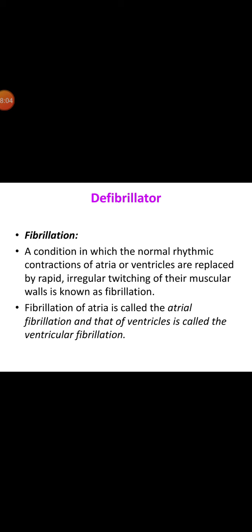Next, what we are going to see here is the defibrillator. Before going into defibrillator, let us now look into what we mean by fibrillation. A condition in which normal rhythmic contractions of atria or ventricles are replaced by rapid irregular twitching of their muscular walls is known as fibrillation. Fibrillation of atria is called atrial fibrillation, and that of ventricles is called ventricular fibrillation. A defibrillator is a circuit or an electronic device which creates a sustained myocardial depolarization of a patient's heart in order to stop ventricular fibrillation or atrial fibrillation.